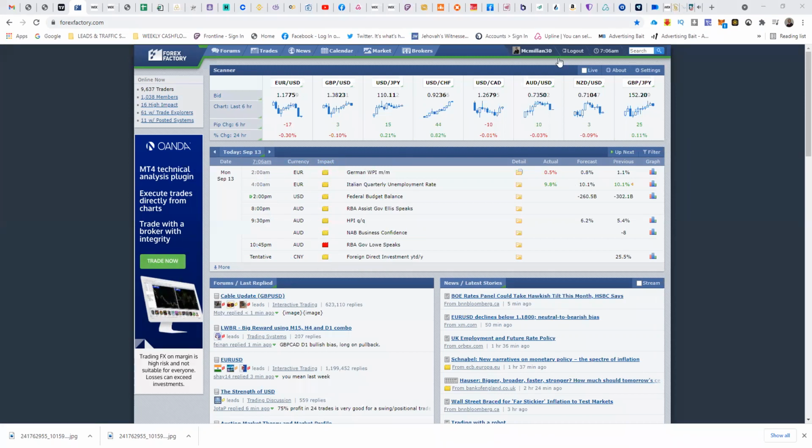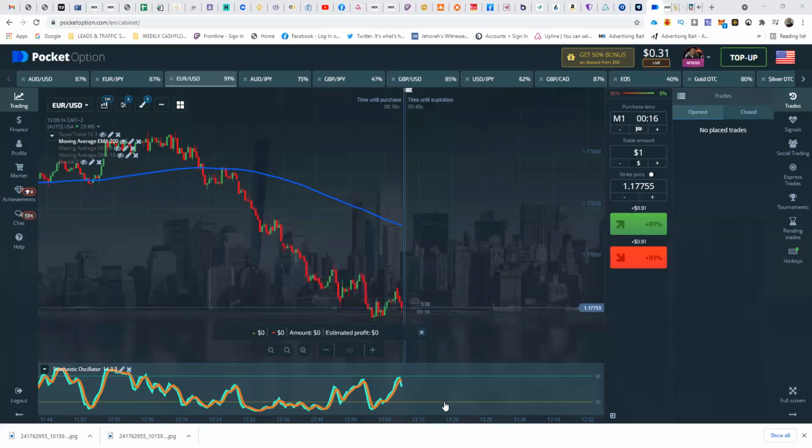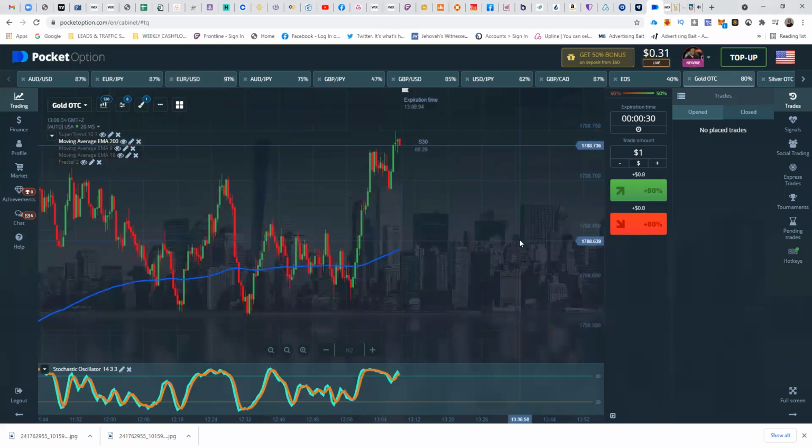So let me pause this recording and log into my Pocket Option. I'm back in. So first thing I'm going to do is set up my settings. I'm going to make sure that my timer is at 30 seconds. So what I'm going to do is pick a pair that I think is going to be good to get into. Yeah, let's go ahead and attack gold here.